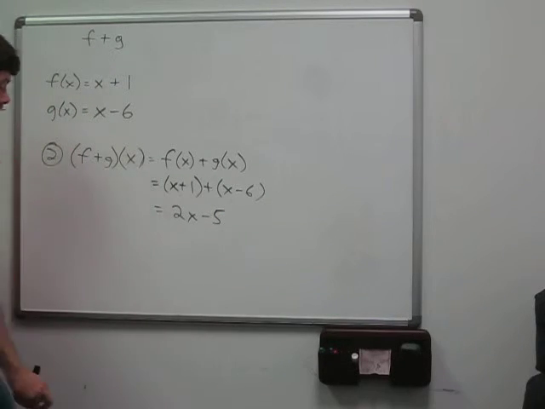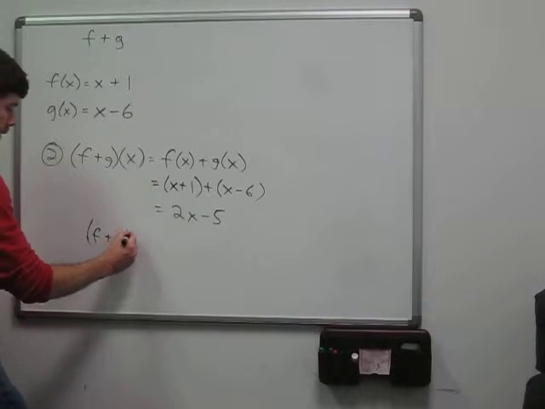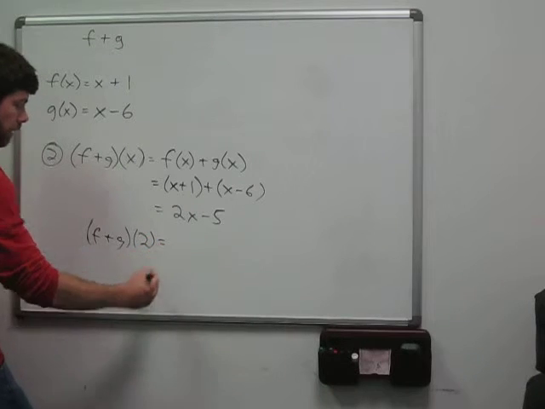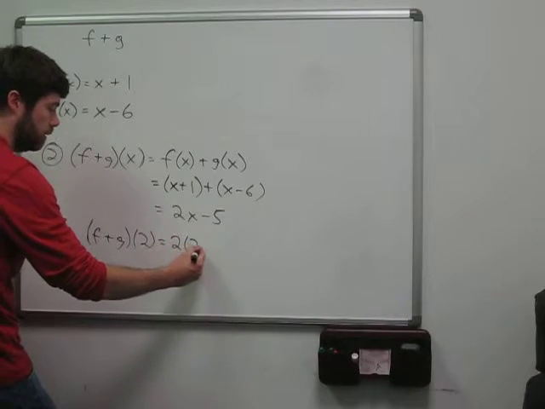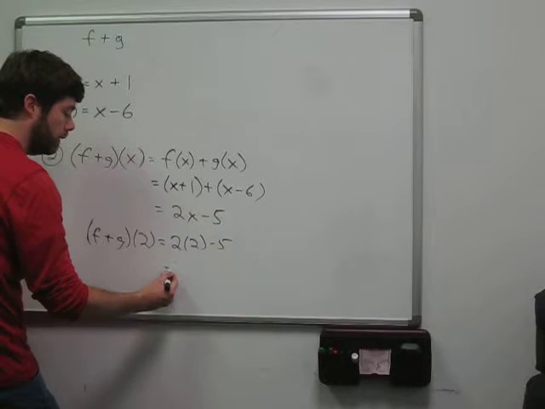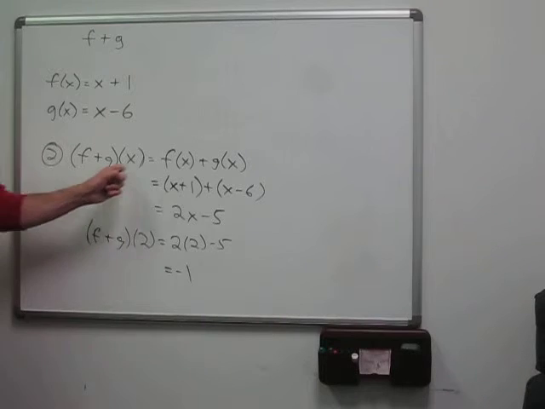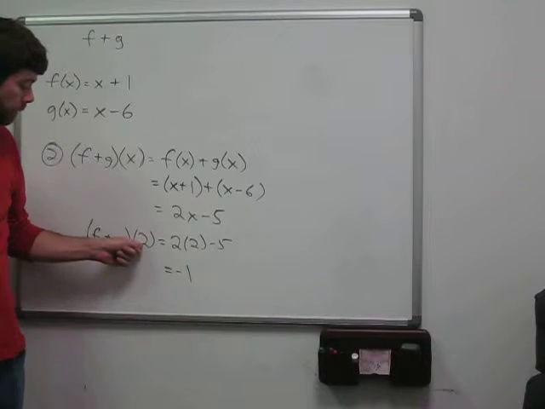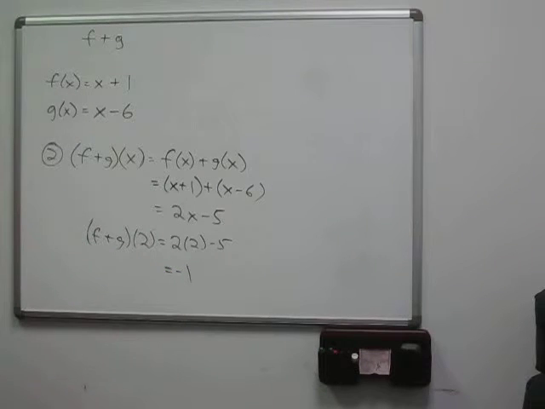And notice, using this formula, that f plus g of 2, which is the problem that we just did, is equal to 2 times 2 minus 5, equal to negative 1. So finding the formula and then evaluating at x equal to 2 got us to the same result as just evaluating each function at 2 and adding them together.